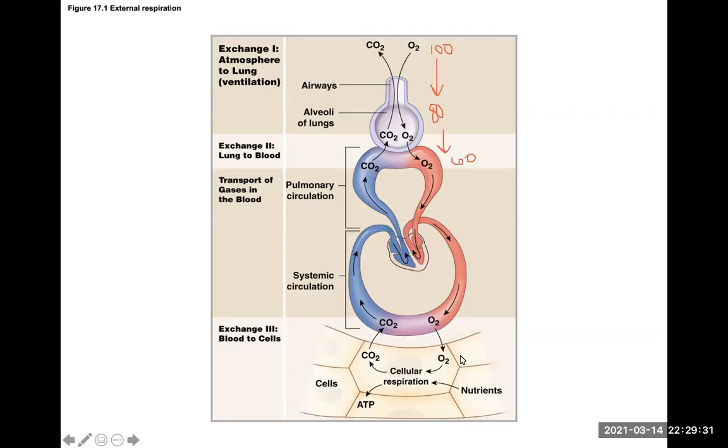And then going from blood to capillaries, maybe it's 60 to 40. And you're going to push all of that oxygen that was on the outside of the body all the way into the cells at the tissues, so that now you can use it for cellular respiration.